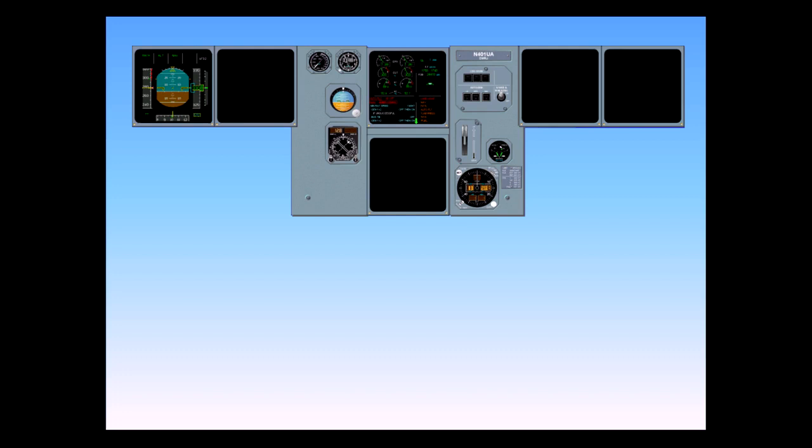As you can see, the first consequence is that the power supply for the first officer's PFD and ND, the captain's ND, and the lower ECAM is lost. The SOPs recommend in such a case that the captain will fly the aircraft, while the first officer does the ECAM action.